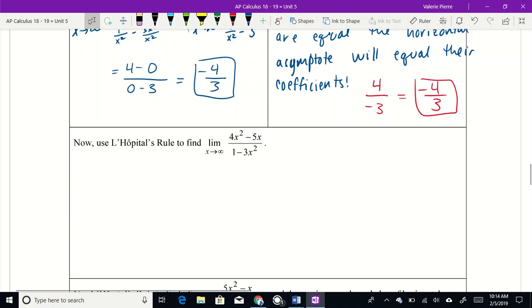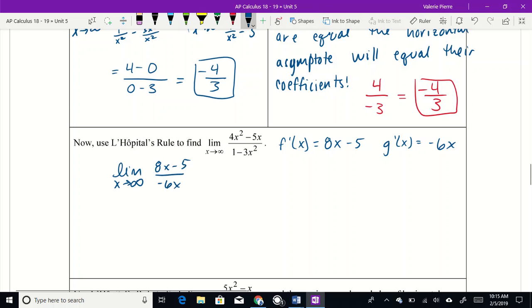So now we're going to use L'Hopital's rule to find this limit. f prime of x is going to be equal to 8x minus 5, and g prime of x is going to be equal to negative 6x. So we'll have a limit as x approaches infinity of 8x minus 5 over negative 6x.